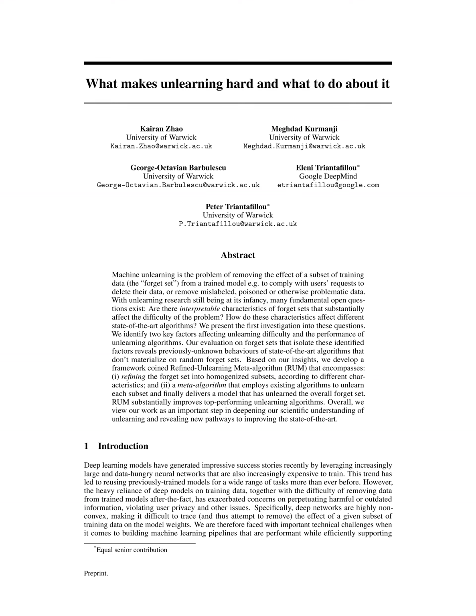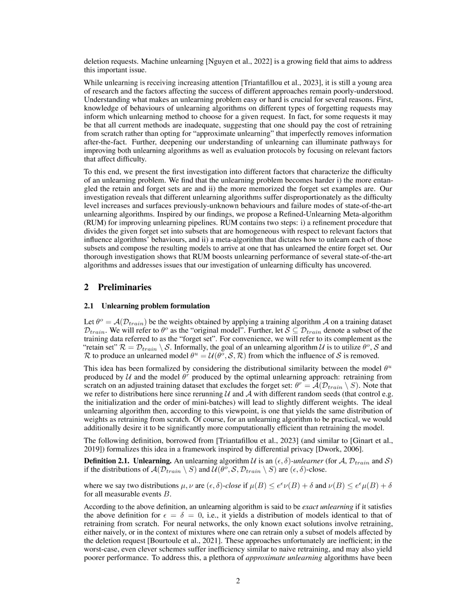The method focuses on improving the performance of unlearning algorithms by considering factors that affect the difficulty of unlearning, such as the entanglement between the retain and forget sets and the degree of memorization of the forget set examples. By introducing a Refined-Unlearning Meta-algorithm, RUM, which includes a refinement procedure to divide the forget set into homogeneous subsets and a meta-algorithm to dictate how to unlearn each subset, the method aims to enhance unlearning pipelines and address the challenges associated with efficiently supporting deletion requests in machine learning pipelines.